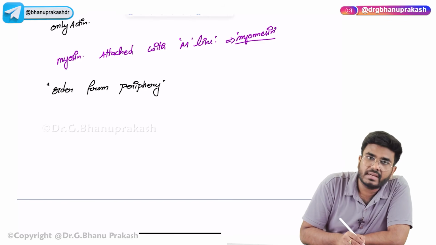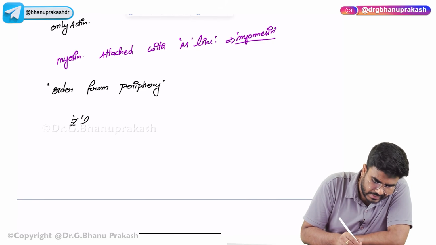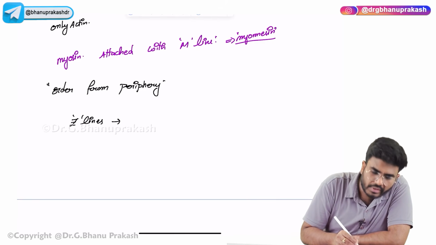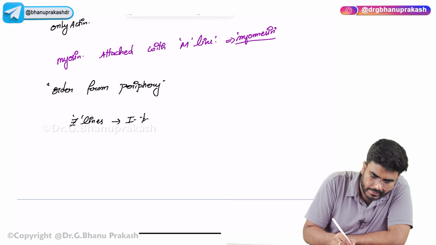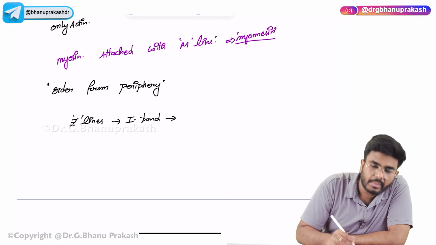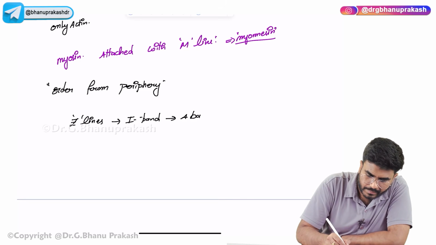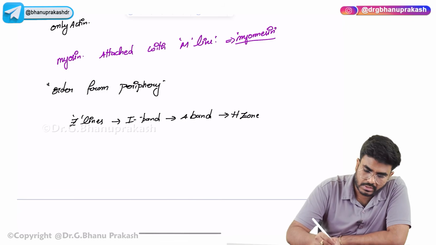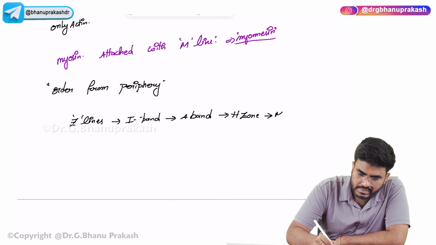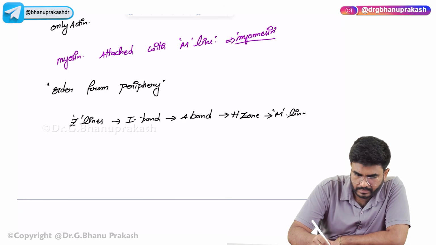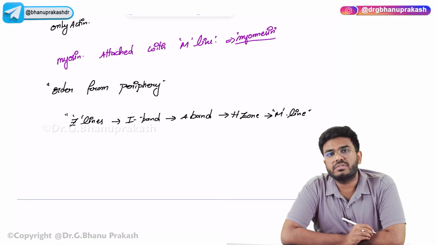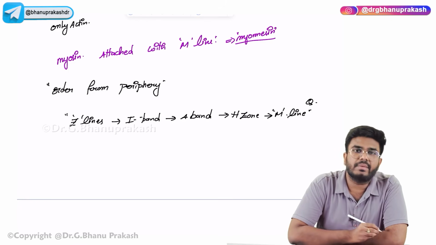What is there in the periphery? Z lines. Following the Z lines, which band is there? I band. Next to the I band, what is there? A band. Within the A band, there is the H zone. Within this H zone, there is the M line. So that's it. They will ask you to arrange this in order, and that's the MCQ.